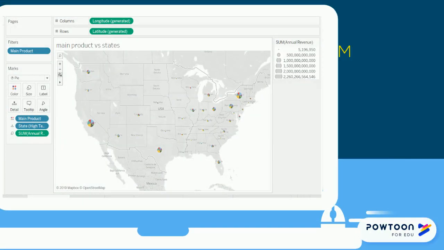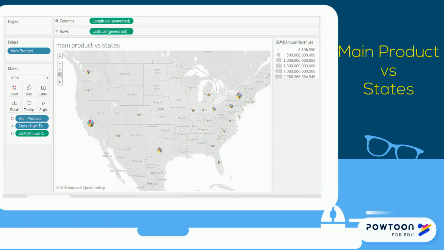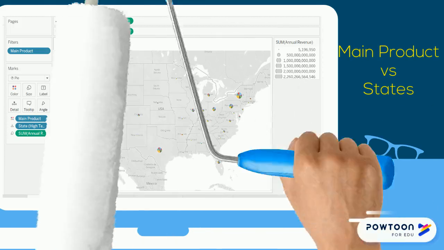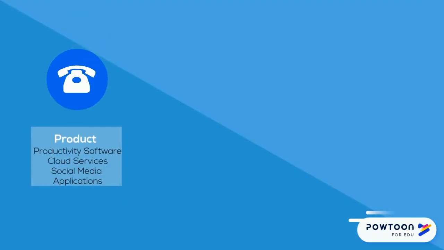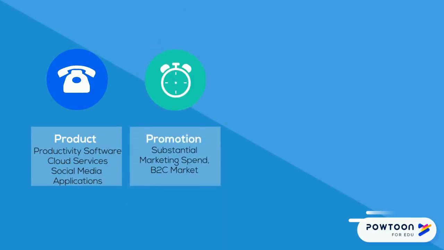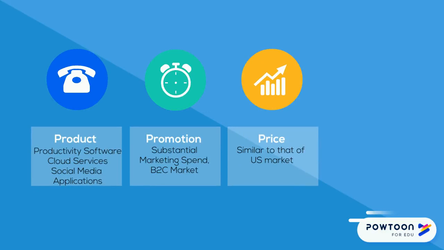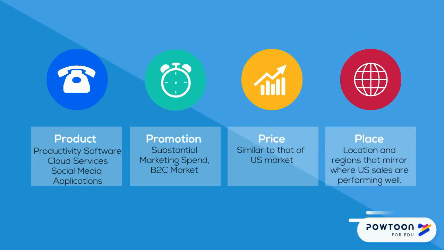This Tableau analysis illustrates our place of the 4Ps framework and shows us that we should expand into markets with economies and cultures that are similar to where products are generating the most revenue in the US. Additionally, we should price our products similar to how we are currently pricing them in these markets and expand into countries whose economies mirror these regions. In summary, we have chosen to use software services and applications as our preferred product. We will promote them through substantial paid marketing directed towards the B2C market, and price and place them in regions that have the same underlying economic inputs as the regions in the US where sales are currently going very well.